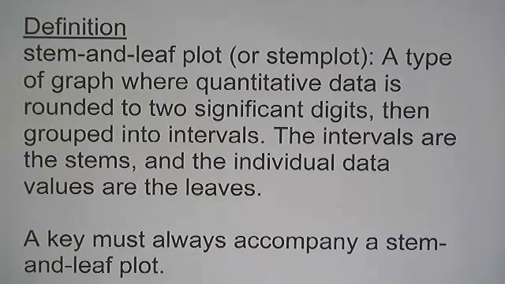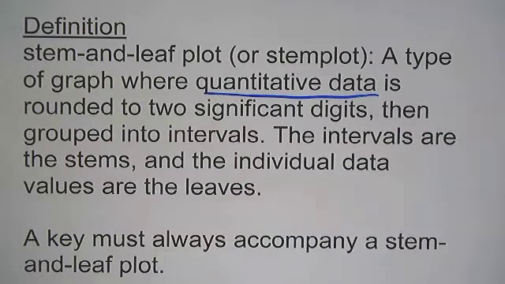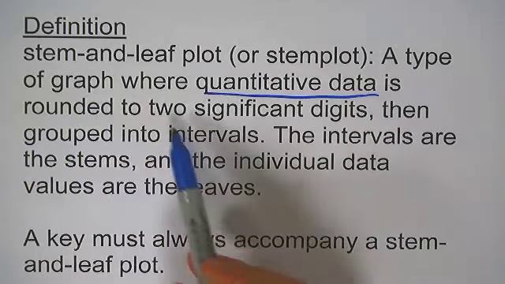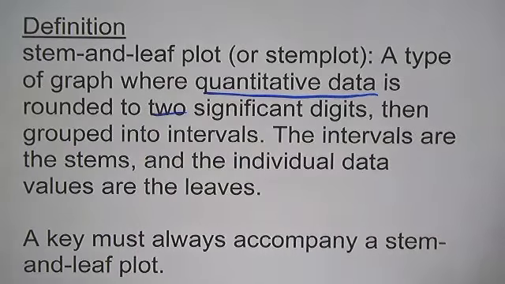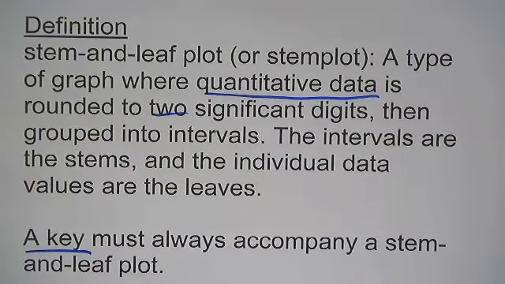So a stem and leaf plot, or just a stem plot, is a type of graph where quantitative data, okay, so it does need to be quantitative data, is rounded to 2 significant digits, then grouped into intervals. Okay, so you will be working with rounded data here, and it does need to be to 2 significant digits. The intervals are the stems, and the individual data values are the leaves. Okay, now a key must always accompany a stem and leaf plot. So that key is going to be really important.